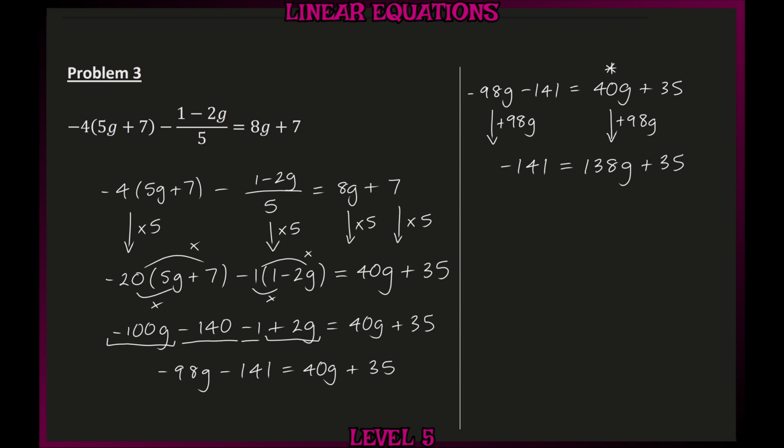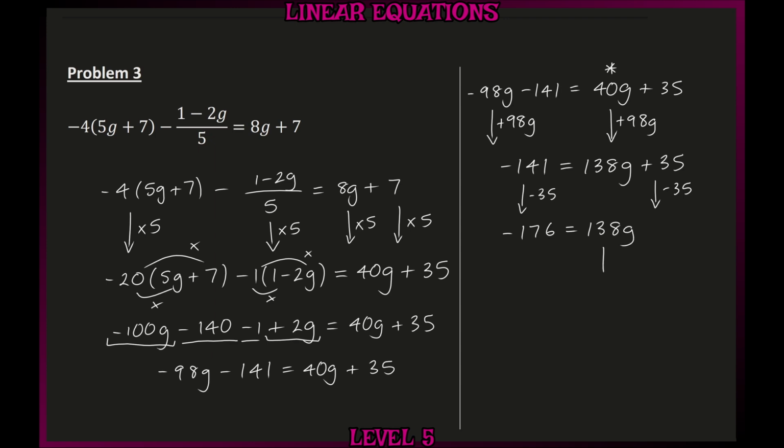Now we'd like to remove the plus 35 from the right, and we can do this by subtracting 35 and also doing the same on the left. And minus 141 minus 35 is minus 176, and that's equal to, well, the plus 35 and the minus 35 cancel out, so we're just left with 138g.